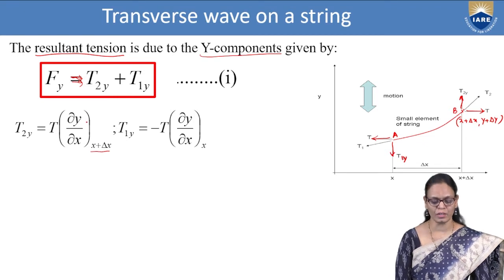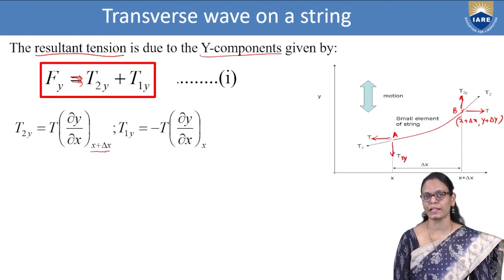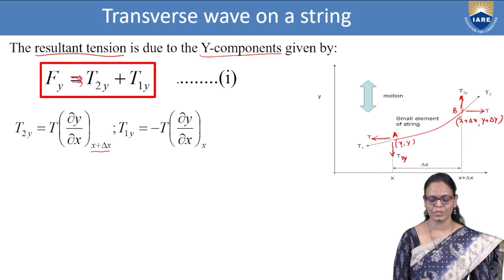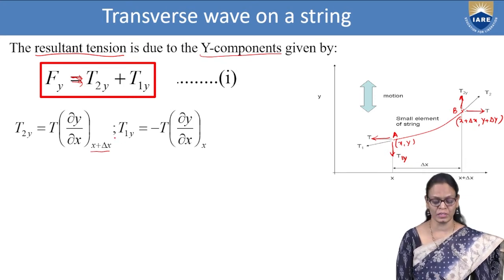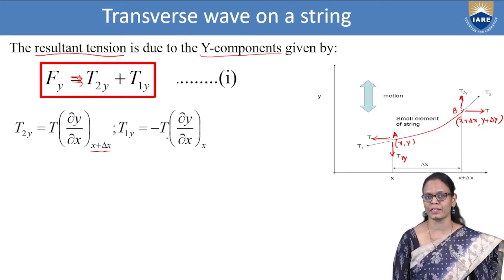So T ∂y/∂x at x plus Δx, and for T1y, the coordinates are x, y. So T1y is equal to minus T ∂y/∂x at x. Why minus T? Because it is in the downward direction. The positive y-axis is in the upward direction, and the downward direction we consider as negative. So T2y is positive, whereas T1y is negative.